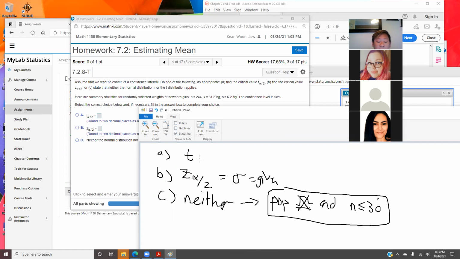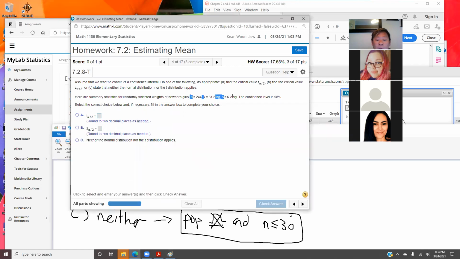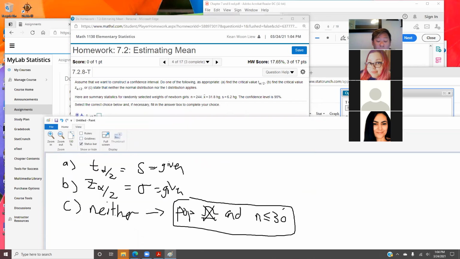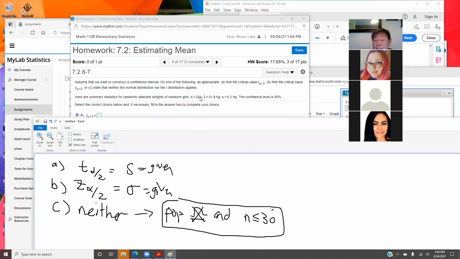In order for us to pick T alpha over 2, S is given to us. So we always check the "neither" case first. If neither does not pass, then you look at whether S or sigma is given to us, and pick T or Z. First thing first, looking at the statistics here, can you tell me is this neither? No, because your sample size is 244, which is big. So it's not this one.